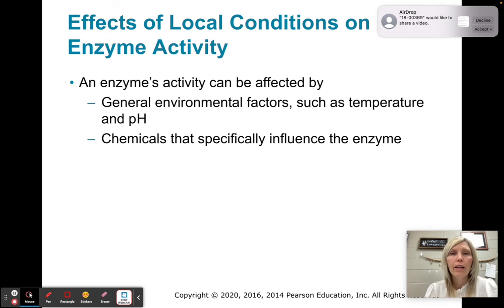Okay, and then we're going to end right here where it says effects of local conditions on enzyme activity. Factors such as temperature, pH, and salinity can alter the activity of enzymes. That'll be our next topic to pick up on, hopefully in my next screencast.